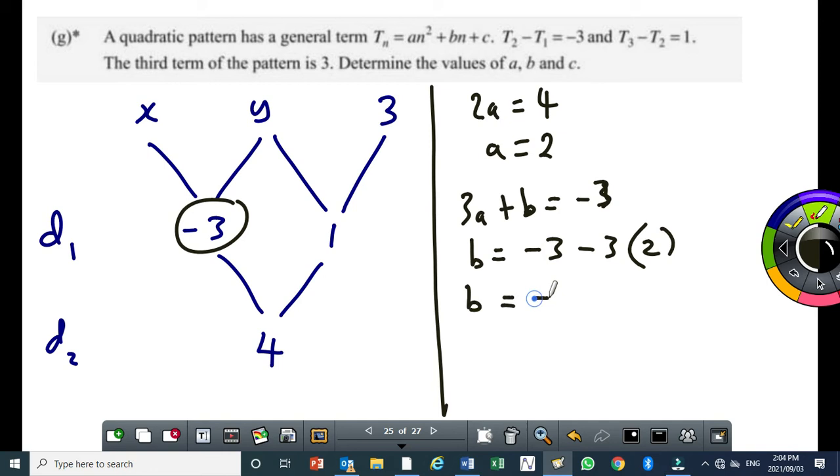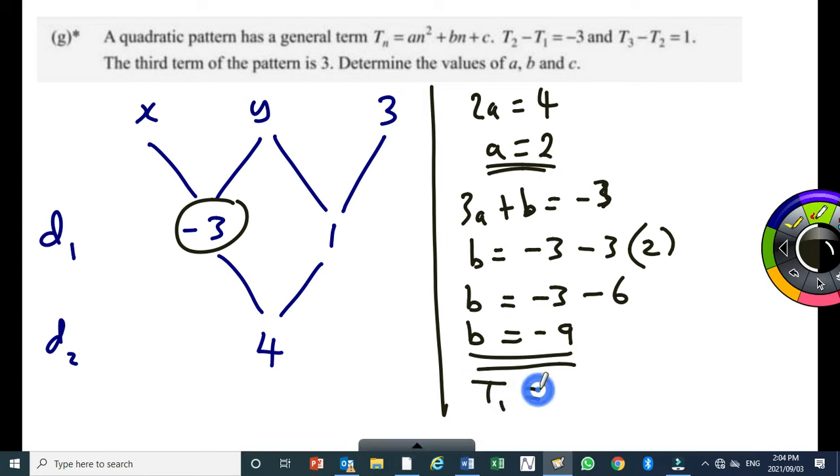So this gives me B equal to minus 3 minus 6, and then you get B equal to minus 9. If you did the question, these are the answers that you're supposed to get. Then, to calculate C, T1 is going to be equal to A plus B plus C. Now, to calculate C, you need to know what the first term is, in this case X. Now you have to calculate X. There is no other way that you can carry on to calculate C unless you determine what the first term is.